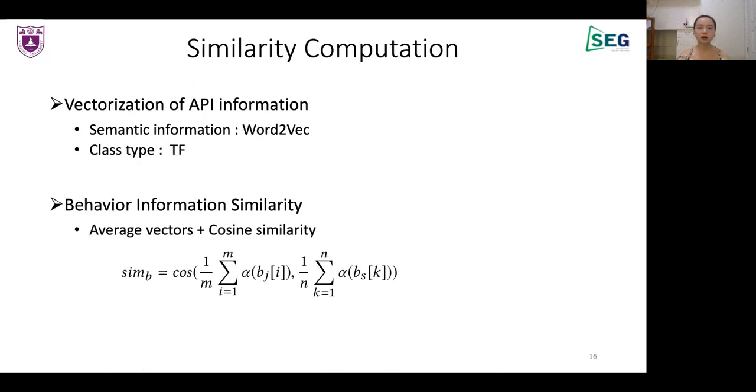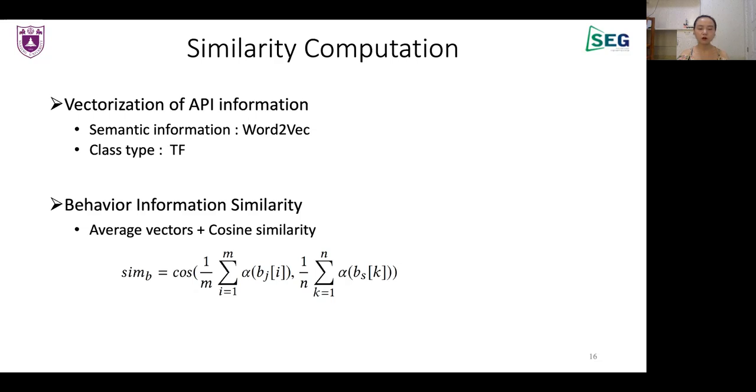Next is the similarity computation. We first vectorize API information. For semantic information, we use word-to-vector, which is widely used in word embeddings. For class type, we cannot use word-to-vector because class names don't frequently occur in API documentation. But each class contains all of its APIs' information. Therefore, we can use a statistical method to vectorize class type.